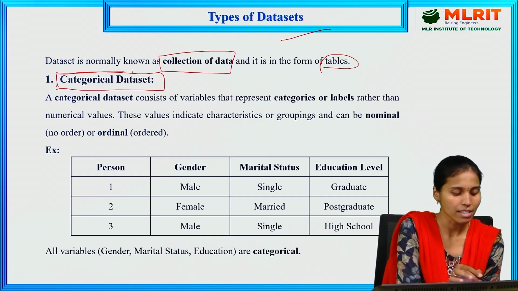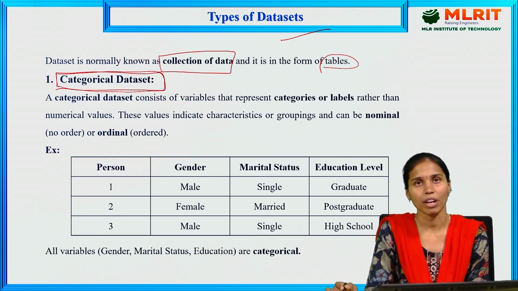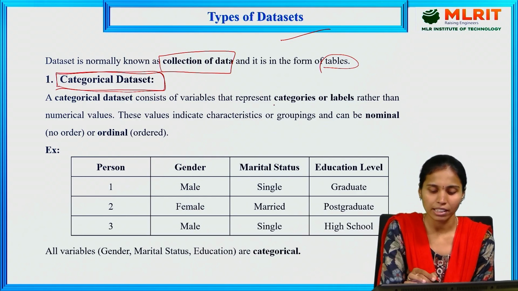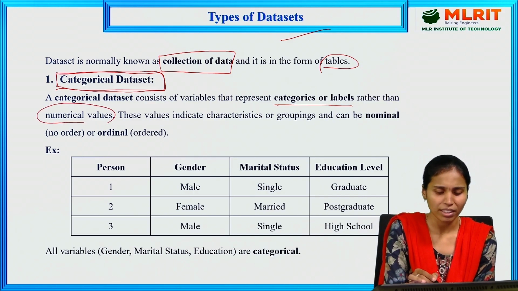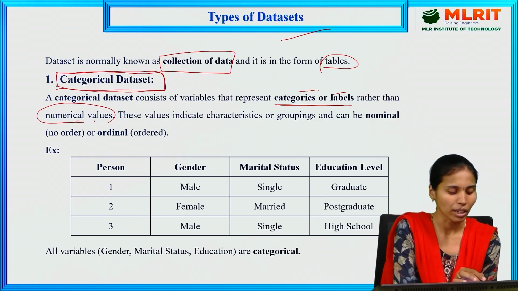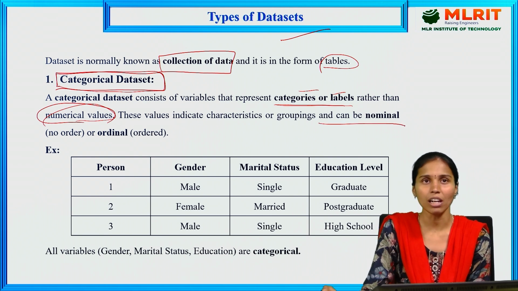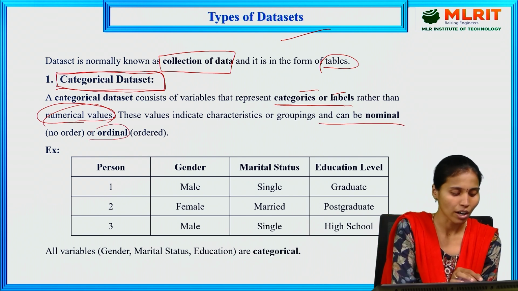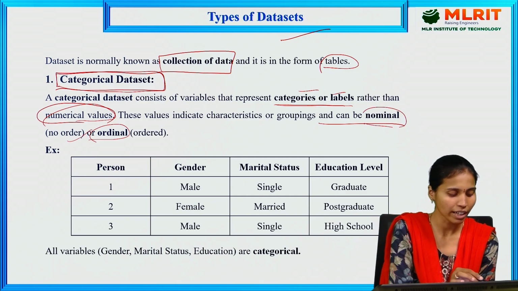First type of data set is categorical data set. A categorical data set consists of variables that represent categories or labels rather than numerical values. It represents only categories or labels rather than numerical values. These values indicate characteristic or grouping and can be nominal or ordinal. So, nominal is also called unordered data, ordinal is also called ordered data.